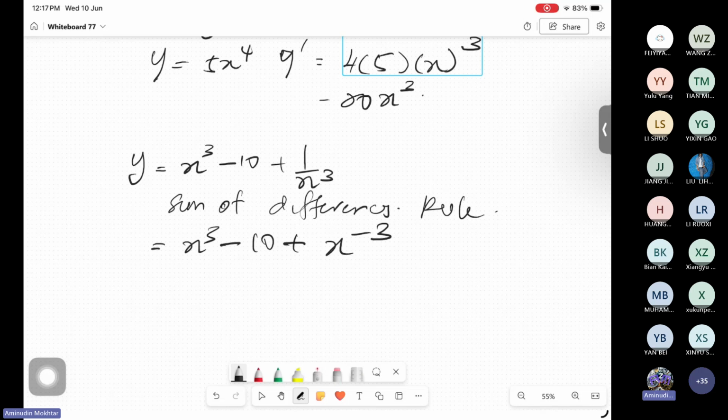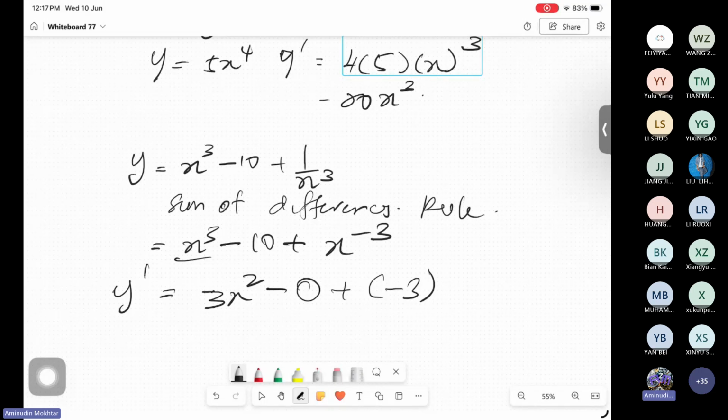So dy/dx, y prime, is equal to: the first part is 3x to the power of 2, minus the constant 10, whose derivative is 0. Then x to the power of negative 3, where the power of x is negative 3, based on the derivative of a power. If you refer to page 4, derivative of a power of x. This is equal to negative 3x to the power of negative 3 minus 1, which is negative 4.